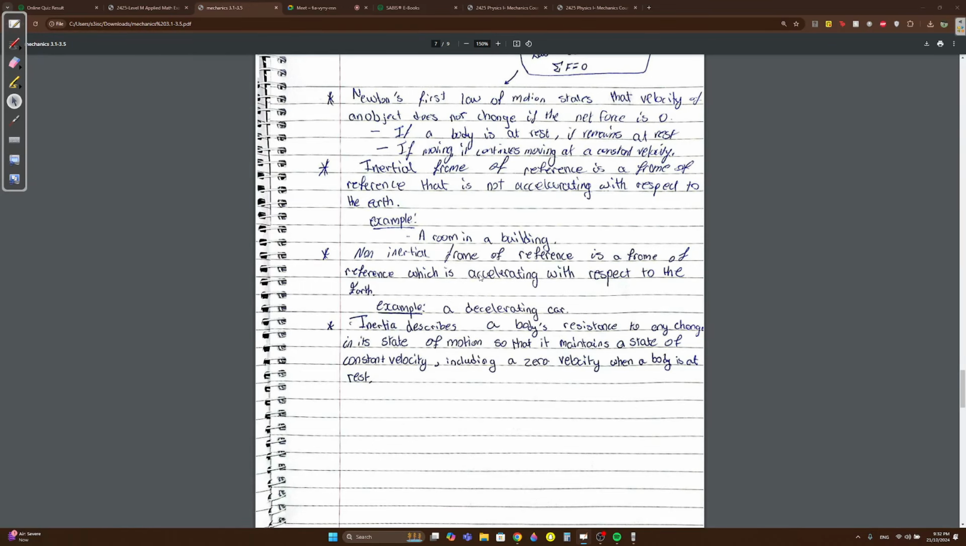What word do we say? Yeah, non-inertial is one that is accelerating with respect to Earth. For example, a decelerating car. Some people will say, oh, it's accelerating, not decelerating. It's the same thing. It falls under a negative acceleration.